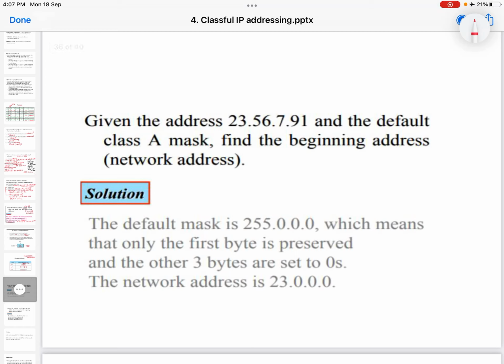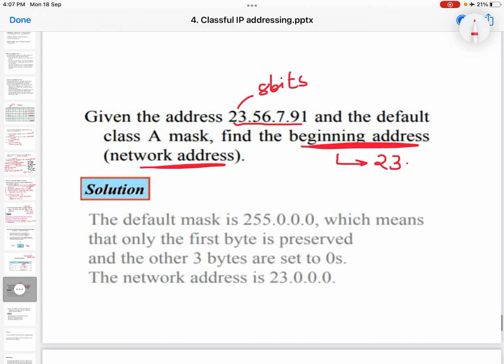Given the address and the default class A mask, find the beginning address. The beginning address is also called the network address. You get the network address with the help of the net ID bits. In class A, the first 8 bits are net ID bits. So your network or beginning address will be 23.0.0.0. So how do you write the solution?